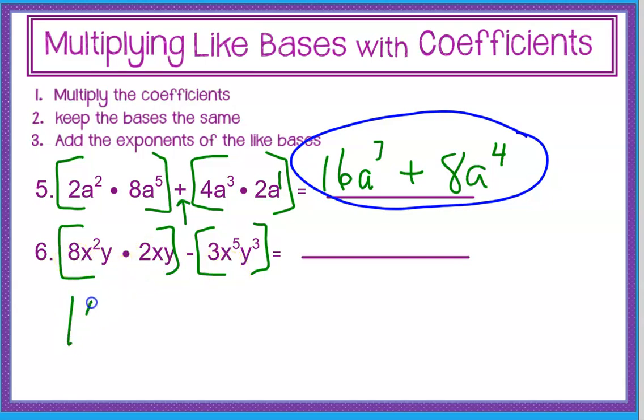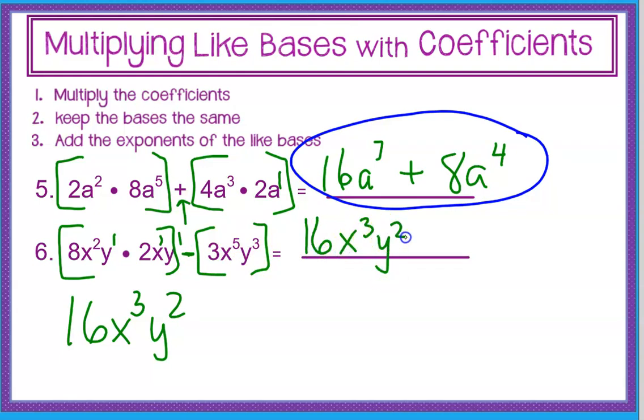8 times 2 is 16. X squared times x to the first is x cubed. Y to the first and y to the first is y squared. And that cannot be combined with this. They do not match. So my final answer is a sentence. 16x cubed y squared minus 3x to the fifth y cubed.